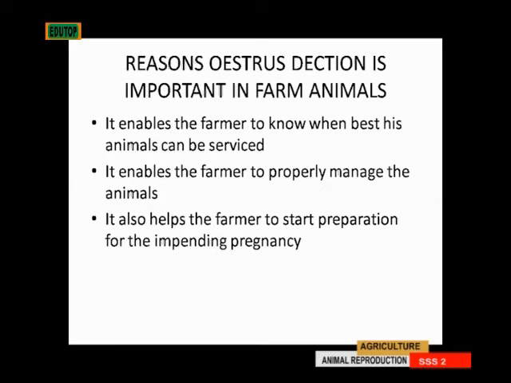Reasons for oestrous detection in farm animals. The reasons why it is necessary for you as a farmer to detect the oestrous cycle in your animals. First, it enables you to know when best the animals can be serviced, that is, when best you can introduce a male animal to mate your farm animal. Another thing is that it enables the farmer to properly manage the animals. Then it also helps the farmer to start preparation for the impending pregnancy.